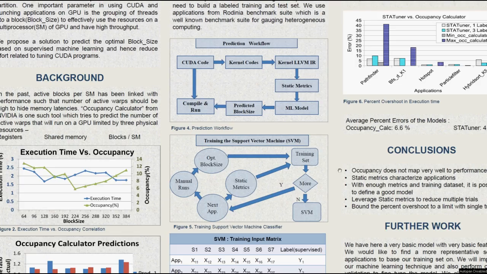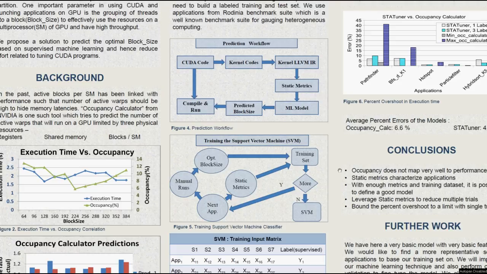The prediction workflow is shown in figure 4. The kernel code is extracted from the CUDA code and converted to LLVM IR by an LLVM pass. Static metrics are extracted from this IR and input to the trained ML model to get the predicted block size as the output. This block size can be used to compile and run the kernel code on the GPU.